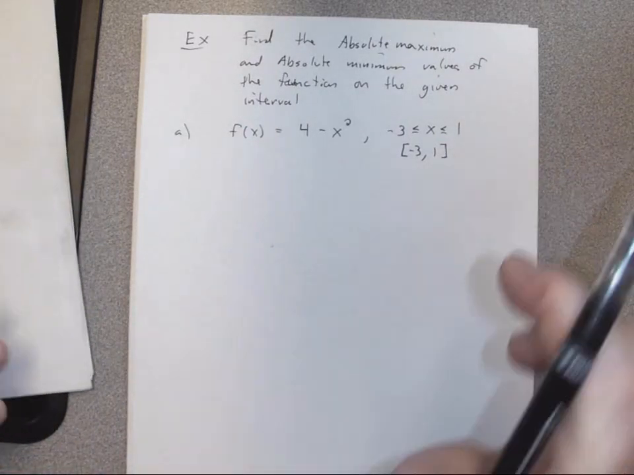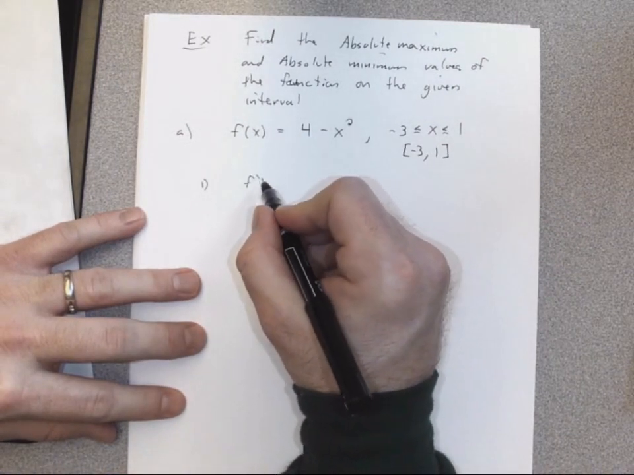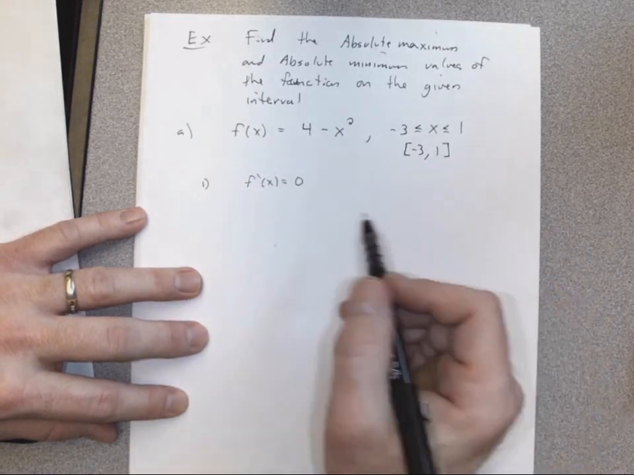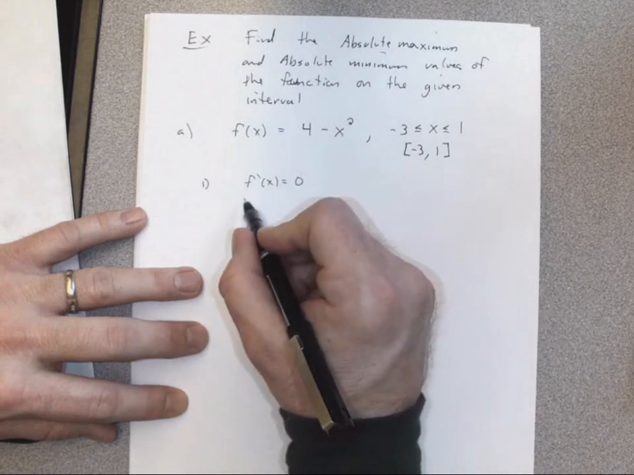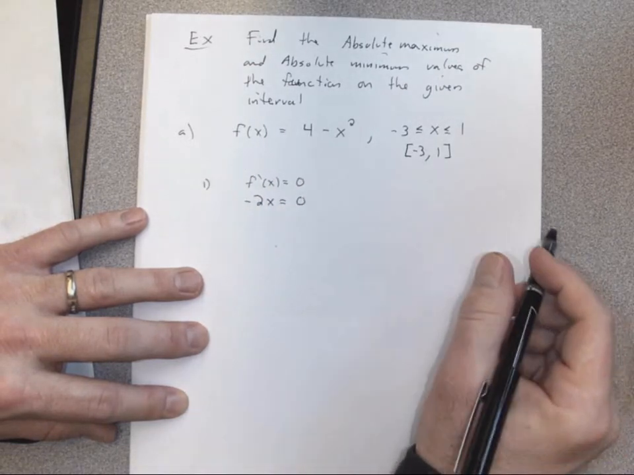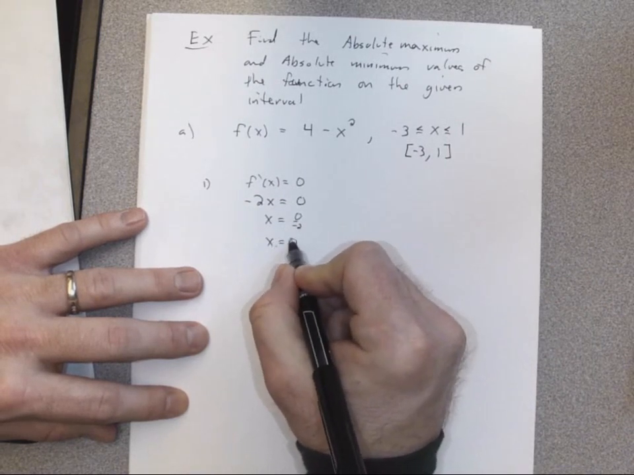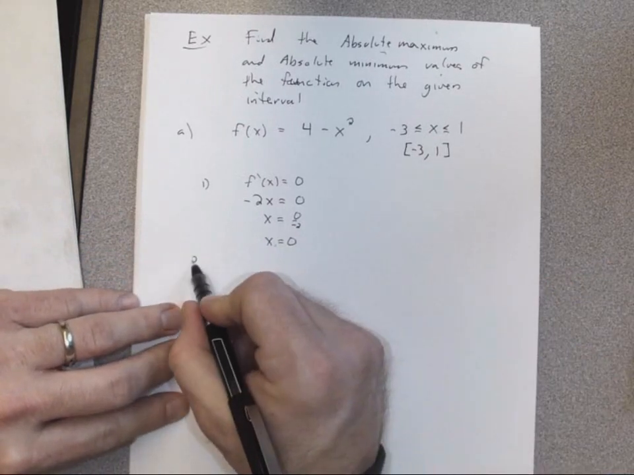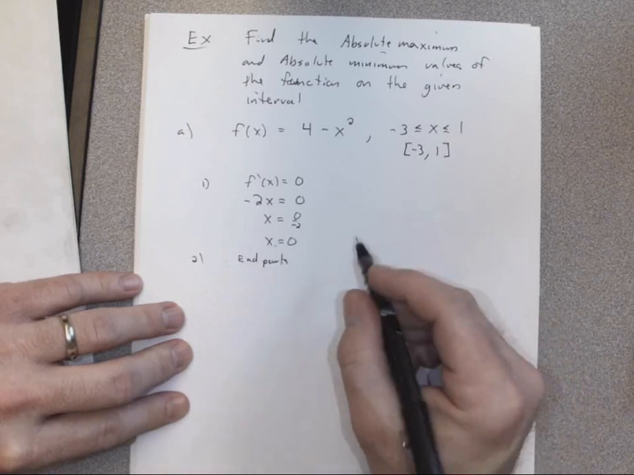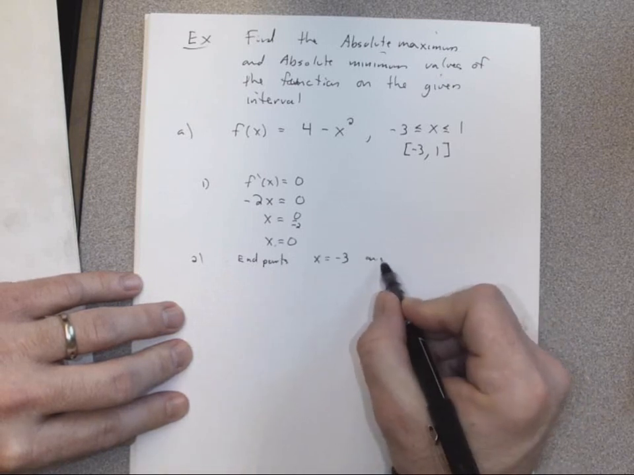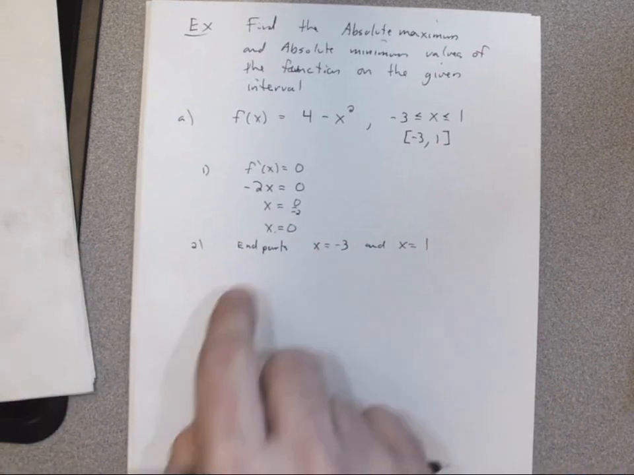All right. So step one, critical points. What I need to do is go f prime of x is equal to 0. So I have to take the derivative of this and plug it into here. The derivative of 4 is 0, the derivative of this is minus 2x is equal to 0. Divided by negative 2, I get x is equal to 0. Second, we need the endpoints. My endpoints are x equals negative 3 and x equals 1. So there's my candidates. I have 1, 2, 3 candidates.